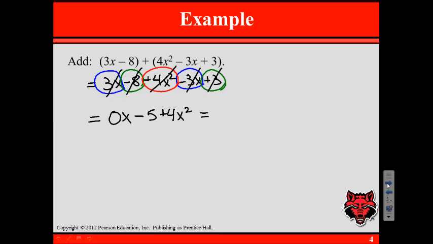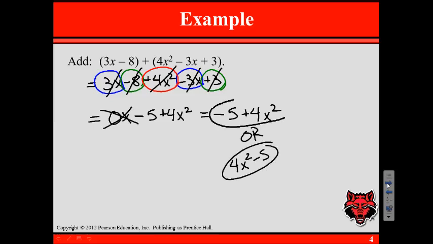Now to clean up the like terms that we've created, 0x is just 0. We don't need it in the solution. We're left with negative 5 plus 4x squared, which could also be written as 4x squared minus 5. The order really doesn't matter for this section.